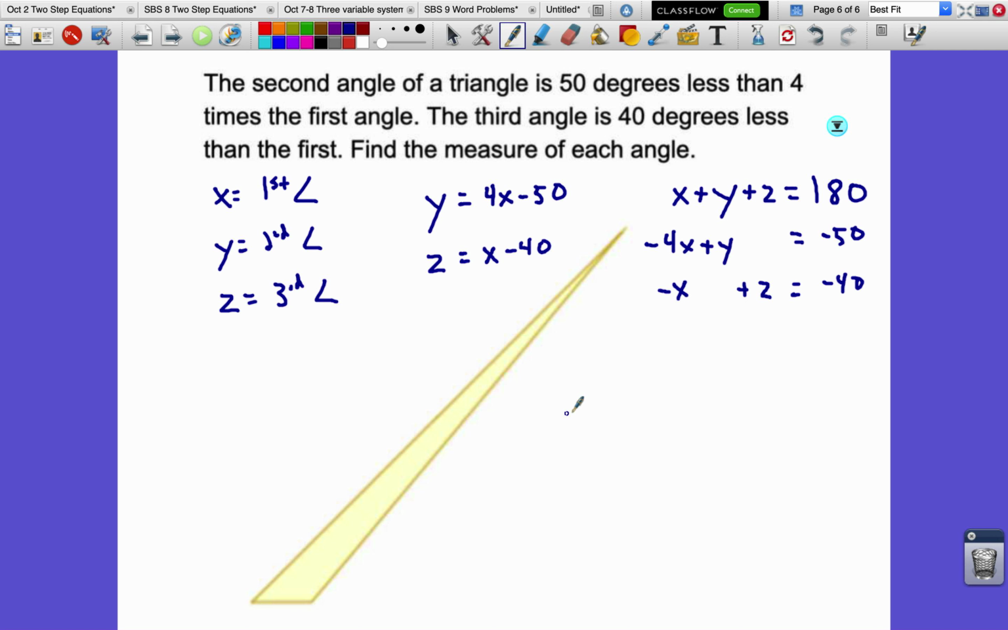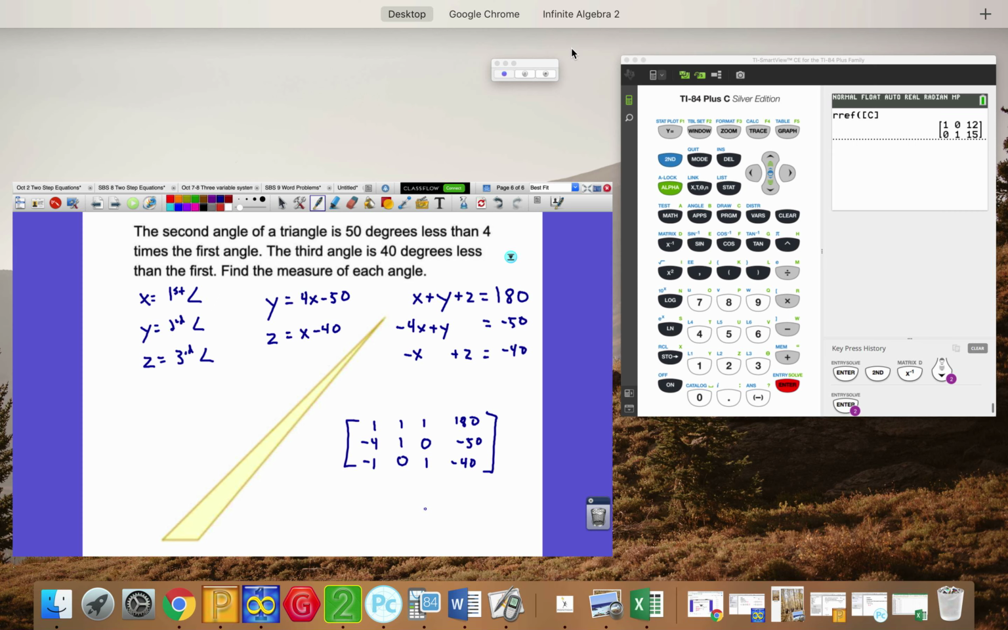And now turn this into a matrix. 1, 1, 1, 180. Negative 4, 1. We skipped, there's no z, so we got to fill in a 0. Negative 50. Negative 1, there's no y in this one, so we fill in a 0. 1, negative 40. And I'll pause the video again to plug this one in.